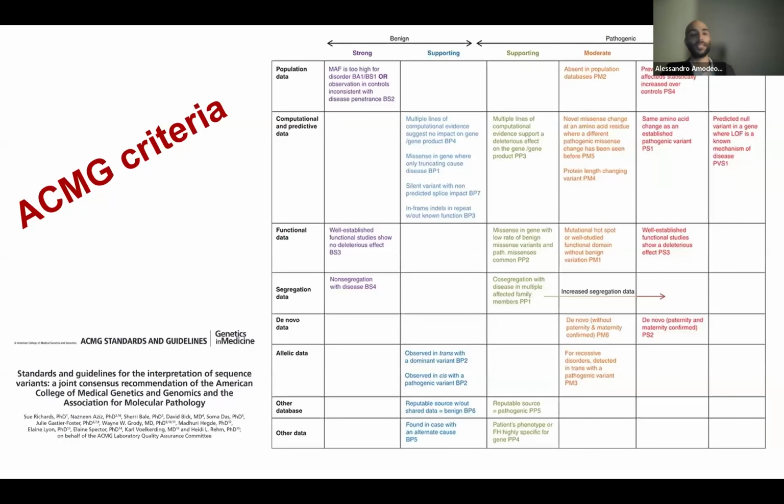And it's for this purpose, and based on the criteria I was telling before, that the American College of Medical Genetics and Genomics published these guidelines for the interpretation of sequence variants to classify variants into a class of risk. This interpretation should be performed at the reference center, obviously.